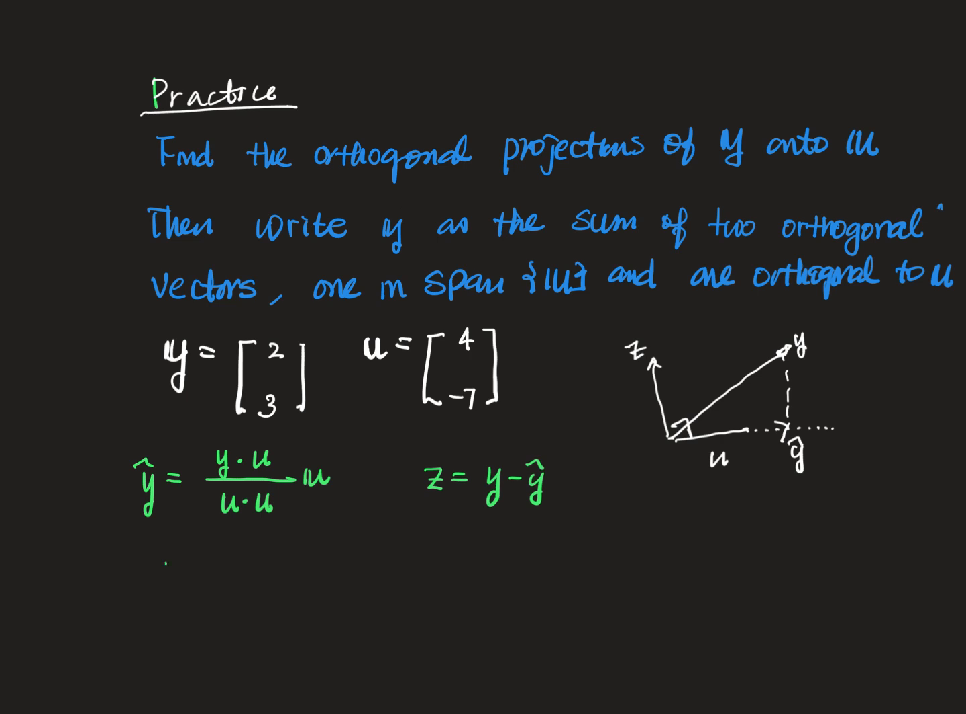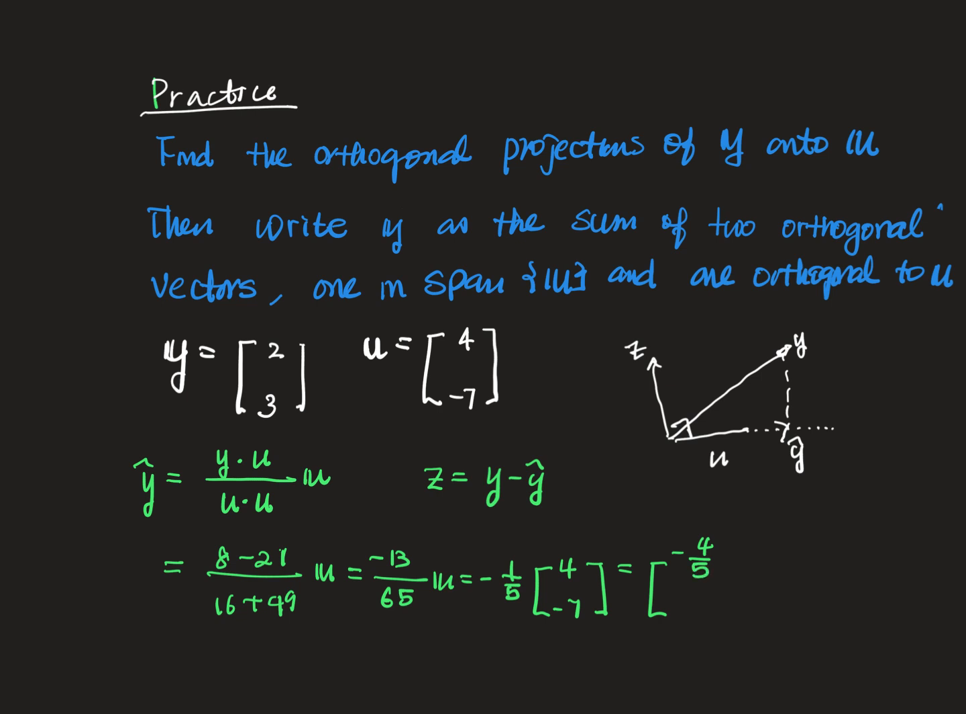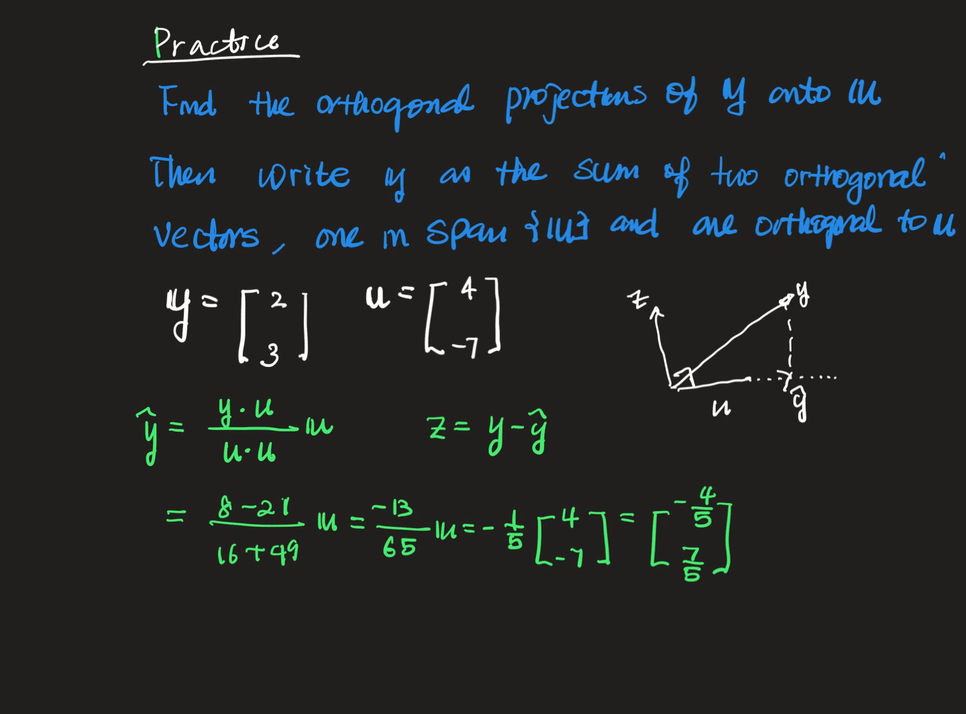Let's find it. This one is the inner product of y and u: 8 minus 21, and the inner product of u with itself: 16 plus 49. Let's find the component first, guys. Then what is this value going to be? This one is negative 13 over 65 times the u vector. That's negative 1 over 5. The u vector is 4 and negative 7. So this one is negative 4 over 5, 7 over 5. That's the projection vector of y onto the u vector.